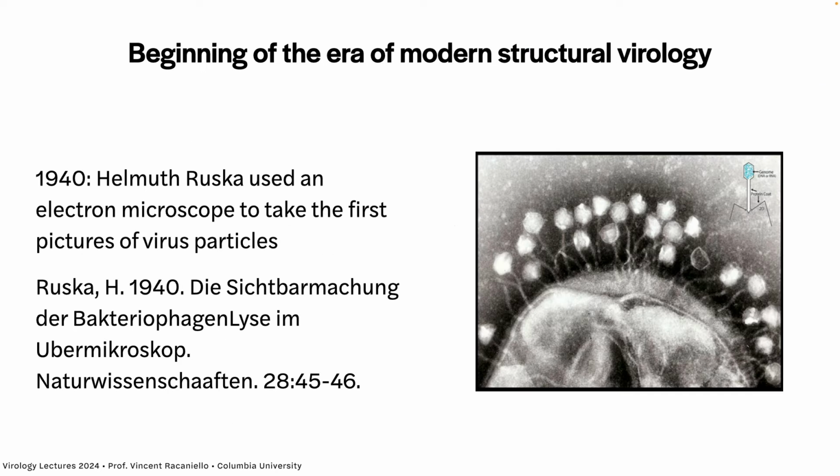The beginning of structural virology, where we started to see that viruses have a structure, was in 1940, when Helmuth Ruska, who had invented the electron microscope a few years before, used it to take pictures of viruses, which, remember, up to that point were thought to be liquids. And he saw that they were particulate. This is an E. coli with a virus attached to it, a bacteriophage, and you can see that it is particulate. And that is the original paper where he published this. So from that point on, we can see virus particles, we can see what they look like, and we can compare them.